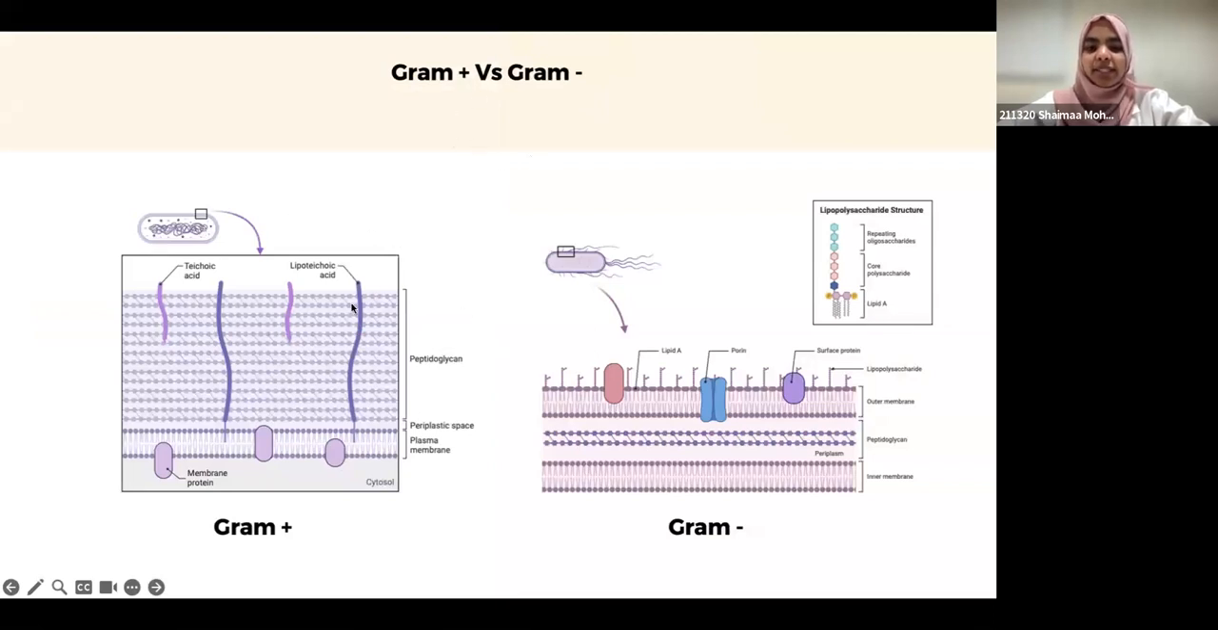So we said that also the cell wall or the cell envelope structure helps us to differentiate between gram-positive and gram-negative bacteria. So can you guys tell me what are some of the differences that you can see between a gram-positive cell wall and a gram-negative cell wall? Or a cell envelope, I would say. You can unmute yourself if you find that easier.